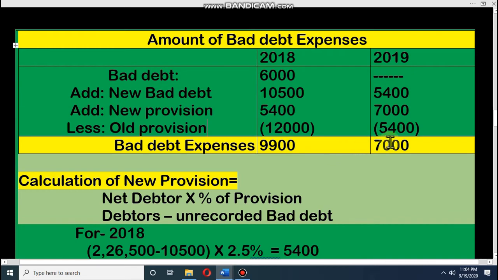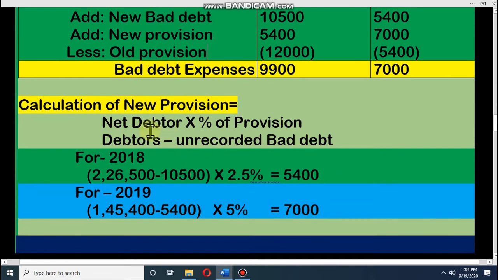Then you will find out the bad debt expenses. And the calculation of net debtors I have also shown you: debtors minus unrecorded bad debt. In some other math there will be some other adjustment, inshallah we will show it in that math also.